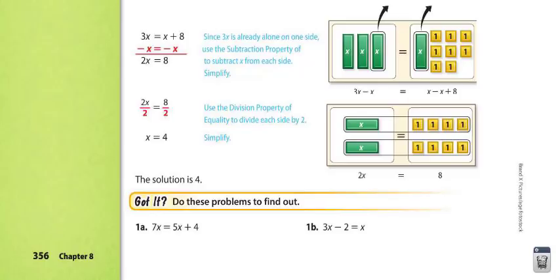So in problem number 1, you have 7x equals 5x plus 4. This whole section is about the idea of solving things where you have variables on both sides. Our goal is to get x by itself, but we have x's on both sides. So our first goal is to get all of the x's to one side, and I'm going to do that by adding a negative 5x, or subtracting a 5x, however you want to look at it, from each side.